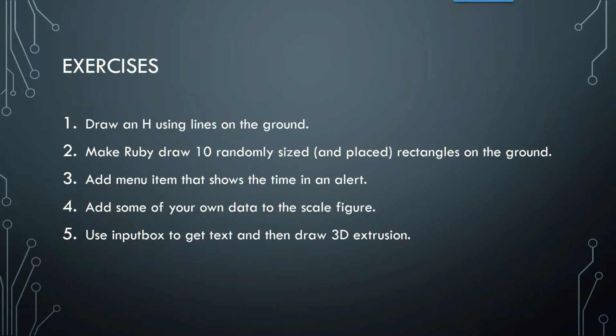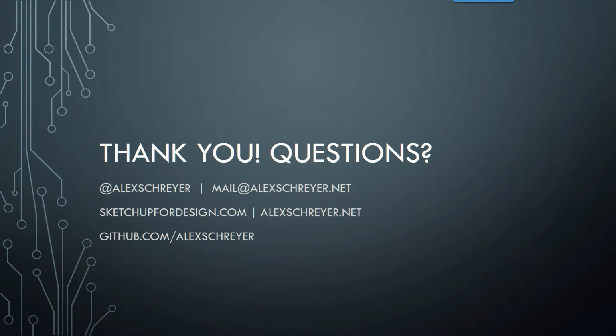I didn't show you too many of those, but here are some ideas. If you were to use this as an intro to code thing, you can do something simple. Draw an H on the ground. Doesn't have to be a solid. It can be just lines. And any of those kinds of things, draw something randomly sized, use the random function in Ruby to create random geometry. It's always fun. So there's all those things.